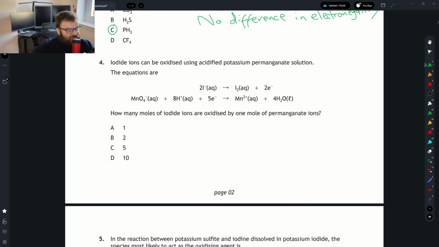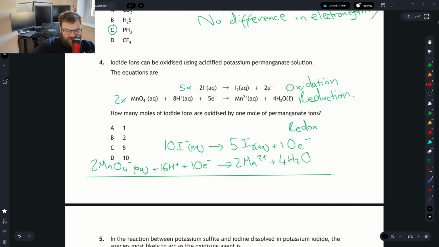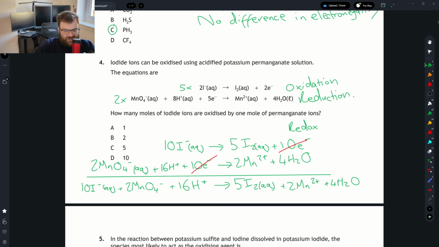In this one here, we have two reactions. We have an oxidation and we have a reduction. First, before we can combine them into a redox, we must have the same number of electrons in each of them. This means we want to take the first equation and multiply it by 5, and the second equation and multiply it by 2. Then if we look at the two left-hand sides together and the two right-hand sides together, we can see that we can cancel out the electrons. That leaves us with the combined equation as shown.